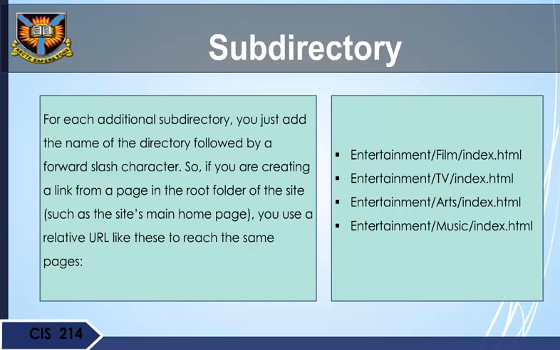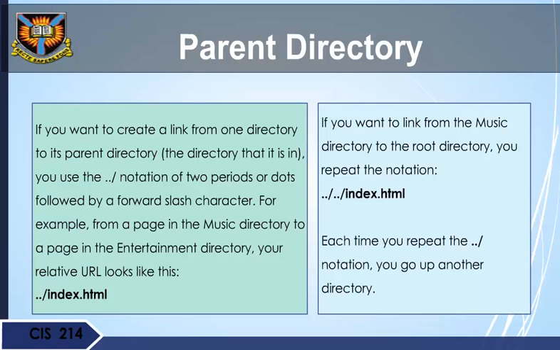For each additional subdirectory, you just add the name of the directory followed by a / character. So, if you are creating a link from a page in the root folder of the site, such as the site's main home page, you use a relative URL like this to reach the same pages: entertainment/film/index.html, entertainment/tv/index.html, entertainment/art/index.html, entertainment/music/index.html.